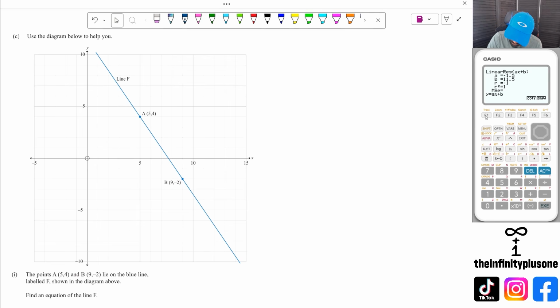So our equation for line f is going to be y is equal to negative 1.5x plus 11.5. Now, let's say you don't have a calculator, you've got to do this manually. If you're going to do this manually, you need to find the gradient first. So to find the gradient, we need m equals y2 minus y1 over x2 minus x1.